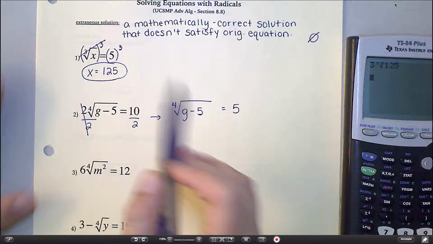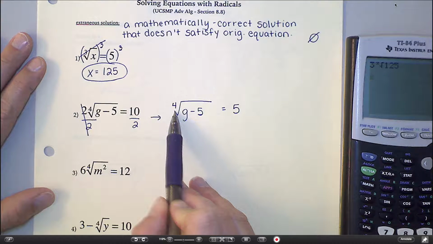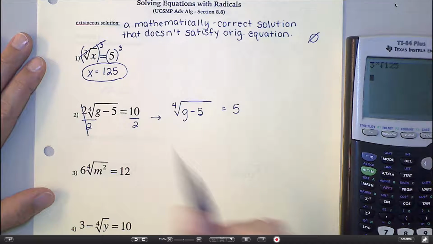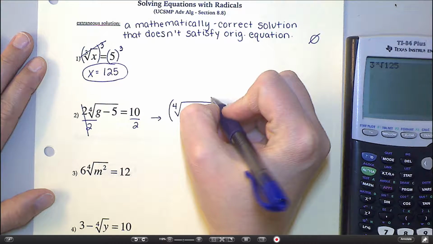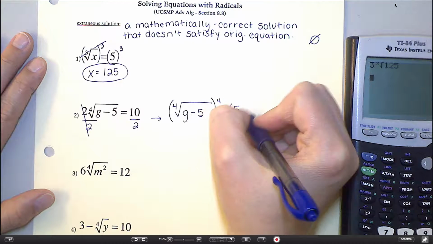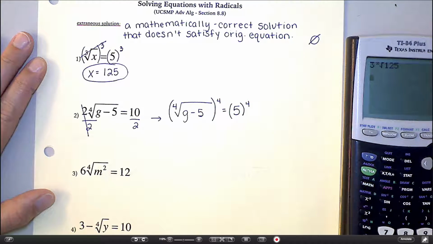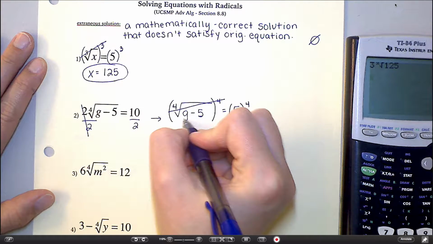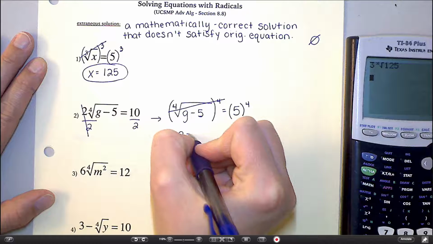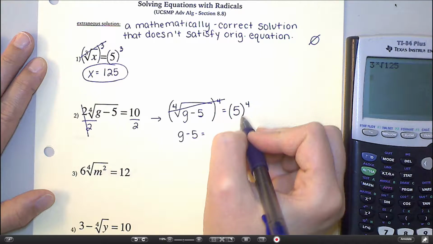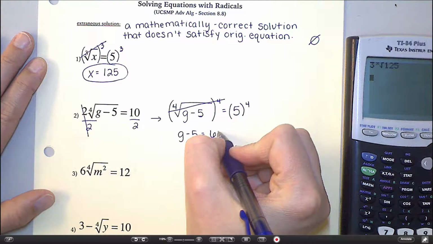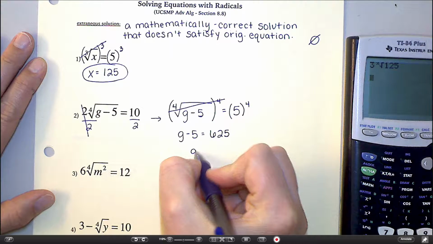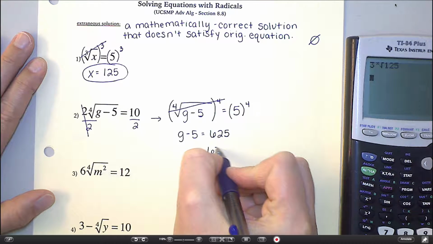And then to get rid of my 4th root here, because I can't do anything with this stuff while it's still inside the radical, I have to get rid of the radical now. I'm going to raise this whole thing to the power of 4 and this whole thing to the power of 4. On the left there, my radical cancels, but this whole piece is going to stay intact. So I'm going to have g minus 5 equals 5 to the 4th, which is 625. And then I would add 5 to the other side, and I get g equals 630.